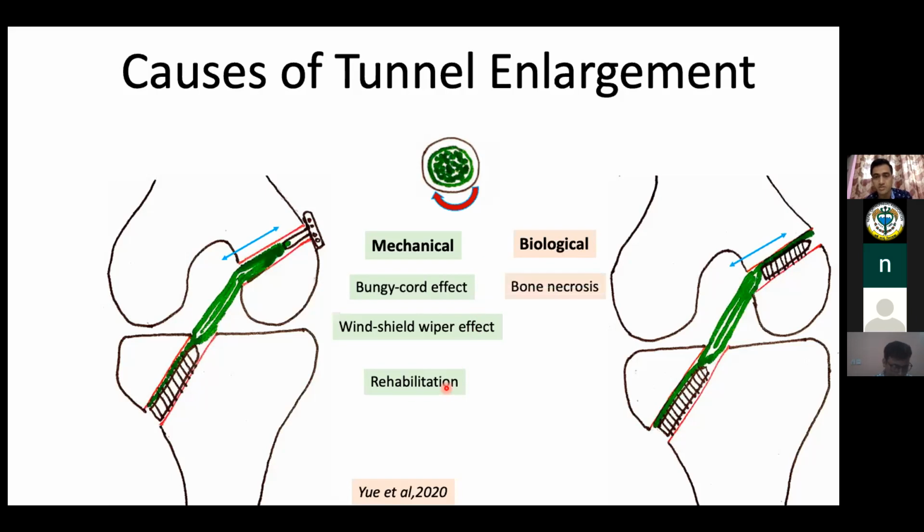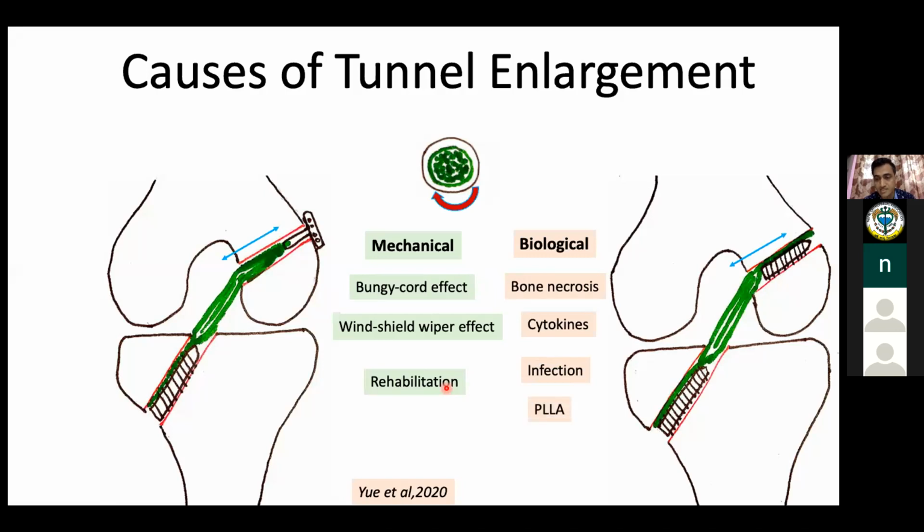And biological causes are bone necrosis while drilling. So again, some authors suggest serial dilatation of the tunnel to minimize the bone necrosis, thereby minimizing the graft slippage during the physiotherapy and during movement. And cytokines, the inflammatory mediators that are present inside the synovial fluid, these are not within our control. And infection is another cause of bone tunnel dilatation, one of the dreaded complications.